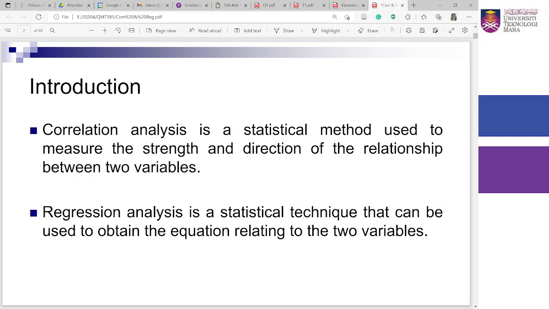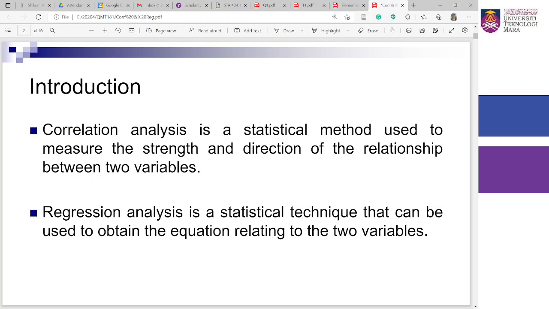And then once we have already identified the correlation between two variables, we can further analyze this data for the effect of one variable on the other. So kita nak tengok adakah salah satu variable tersebut mempengaruhi variable yang satu lagi ataupun tidak. So this process is called the regression analysis.